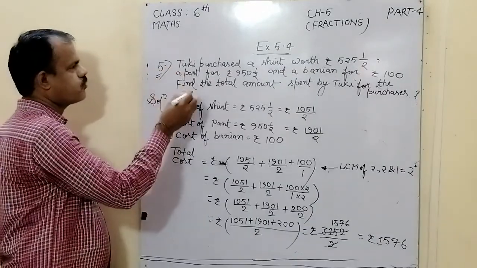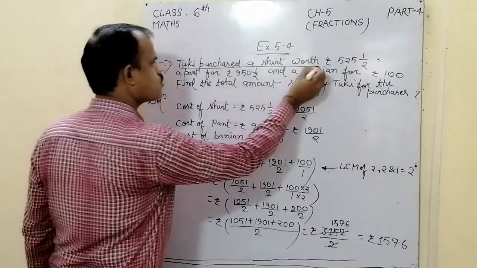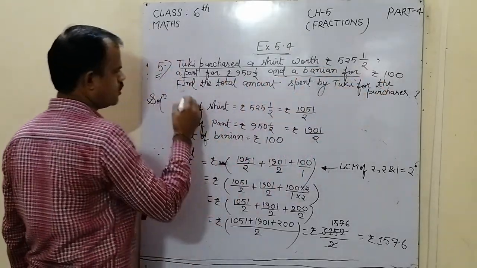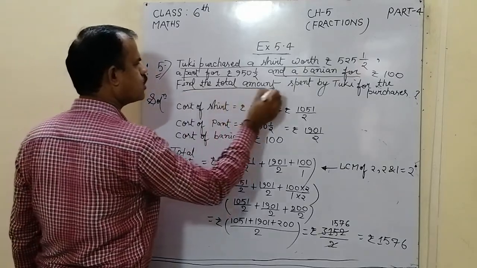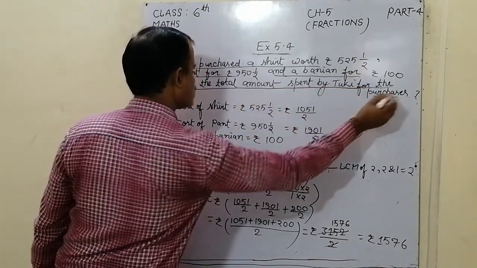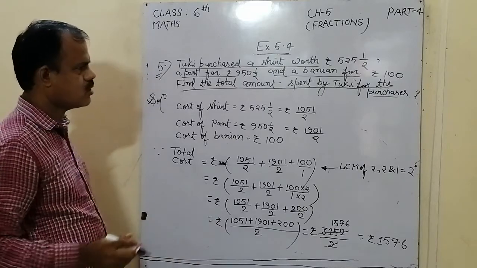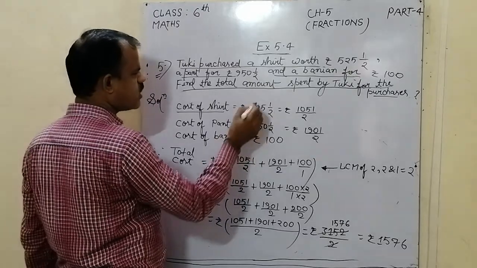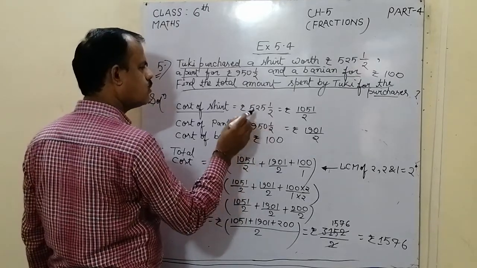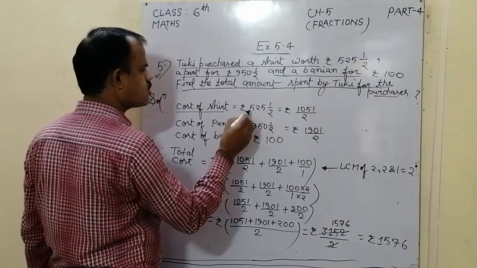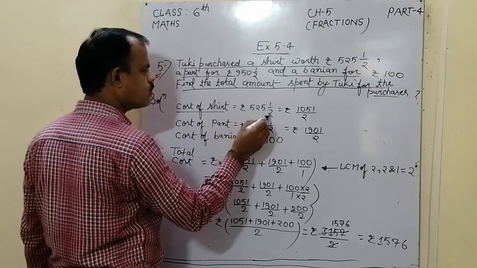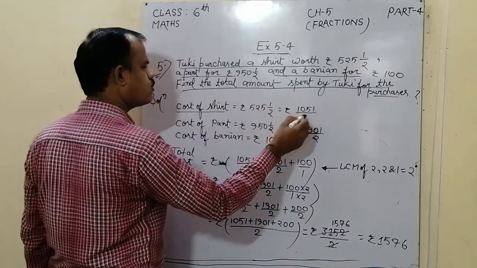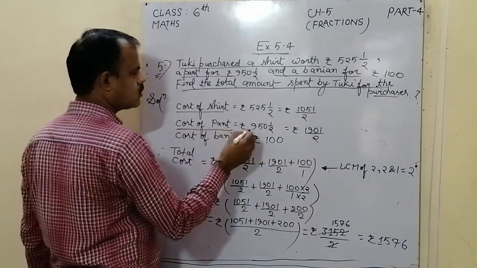Yes, students, question 5. Tuki purchased a shirt worth this, a pant this, and a banian for rupees 100. Find the total amount spent by Tuki for the purchases. Okay. So students, see here, cost of shirt is this. So this is a mixed fraction. So convert it into improper fraction. So we have to multiply 525 into 2. That is 1050 plus 1, 1051 by 2. Cost of pant is rupees this.